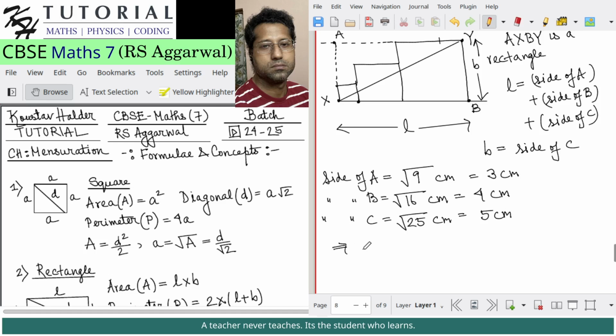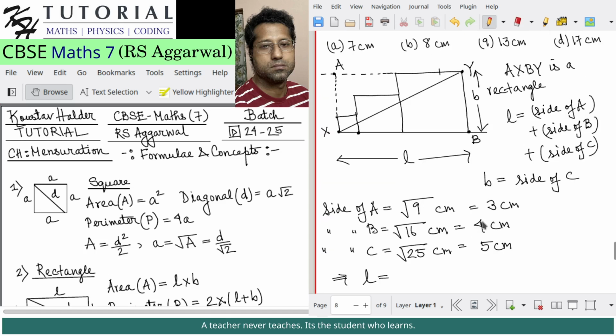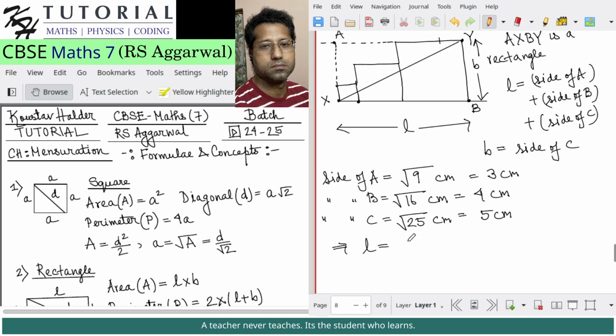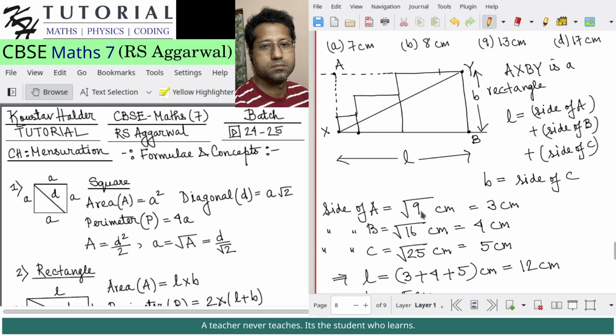So this implies L, the length of the rectangle AXBY, will be equal to 3 plus 4 plus 5 centimeter, which is equal to 12 centimeter. And what is the breadth of the rectangle AXBY? It is the side of the largest square, that is the side of the square C, which is equal to 5 centimeter. So we know the length and breadth of the rectangle AXBY.